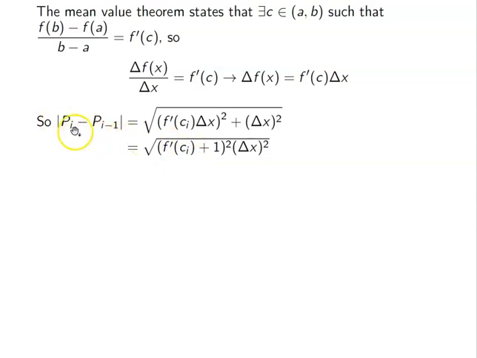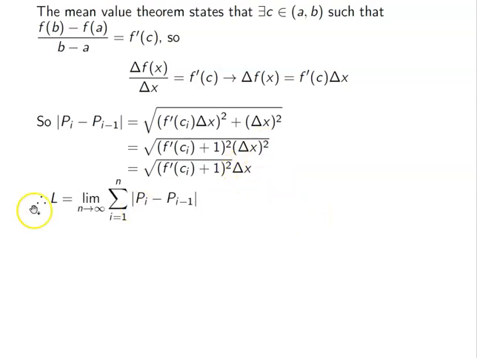Again, ci is just some value in this interval where the derivative at that point is the same as the rate of change between the two endpoints. So I pull this out, and I have f prime of ci squared plus 1, times delta x squared. Well, that's nice because the delta x turns into just delta x. And that's looking real good for developing some sort of integral, right? I always need just one delta x, not a square or square root or anything like that.